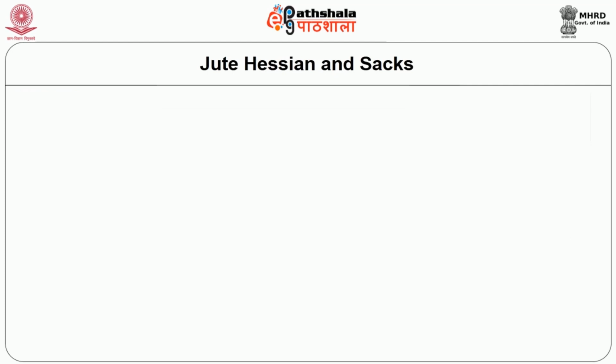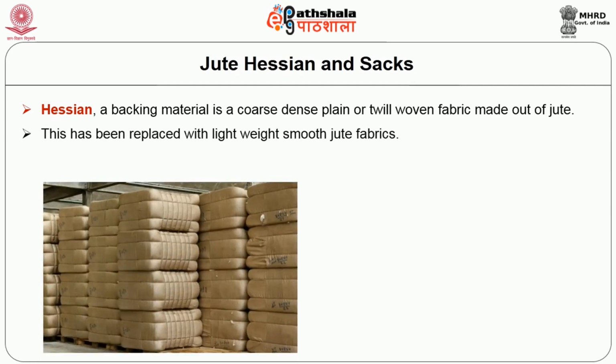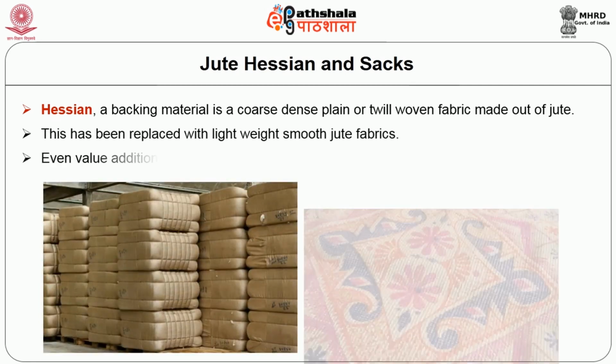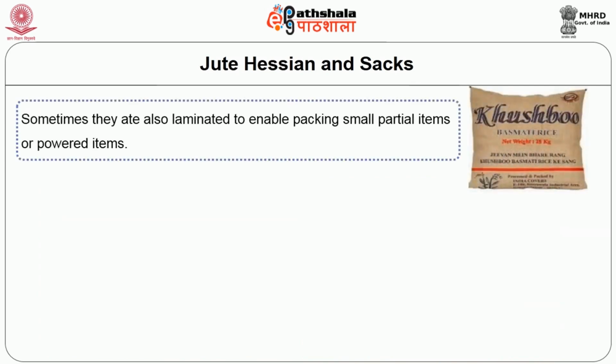Next we shall see about jute, hessian and sacks. Hessian or backing material is a coarse, dense, plain or twill woven fabric made out of jute. It has been replaced with lightweight, smooth jute fabrics. Even value addition by means of dyeing and printing is done on these bags. Some of them are laminated to enable packing small particle items or powdered items.